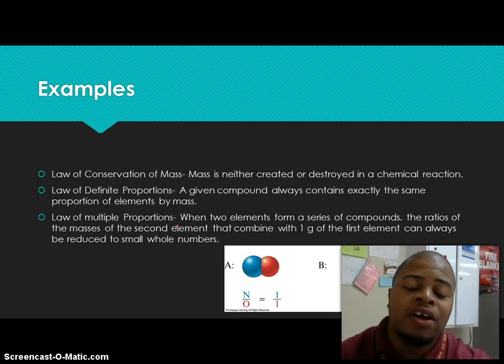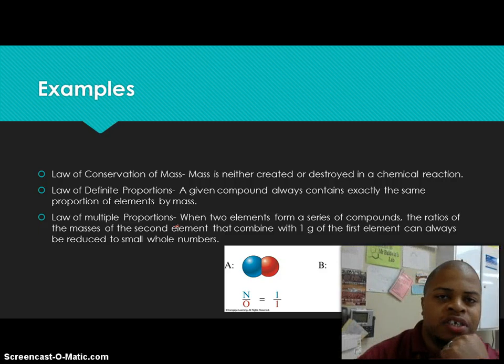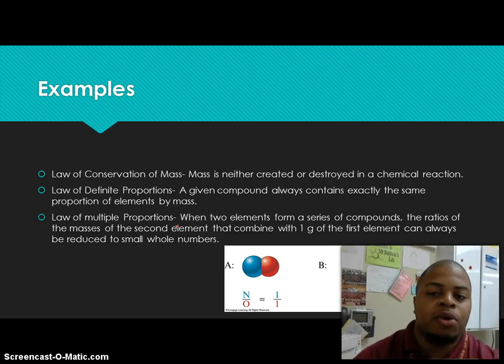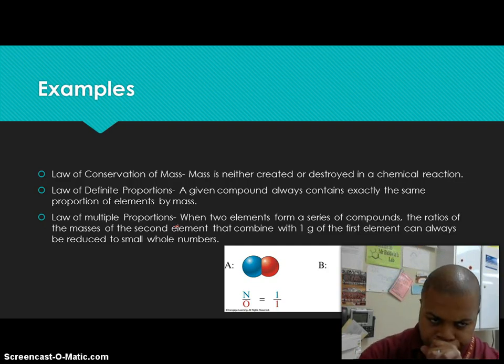Now, here are a couple of examples that we're going to utilize a lot. First is going to be the law of conservation of mass, which basically just says matter cannot be created or destroyed in a chemical reaction. What we start with will always be what we end with.